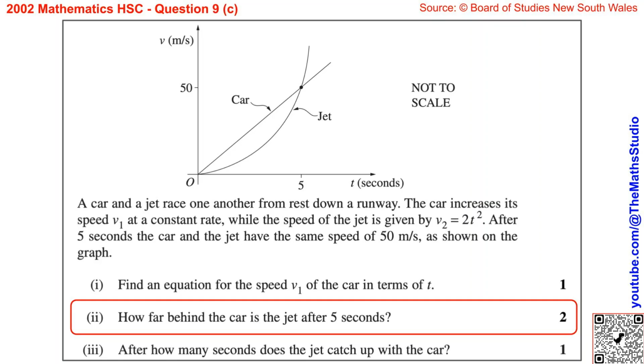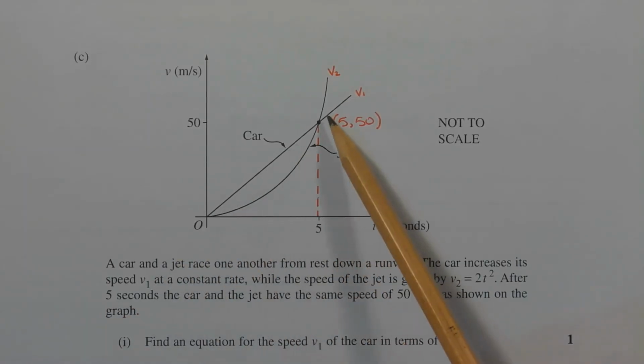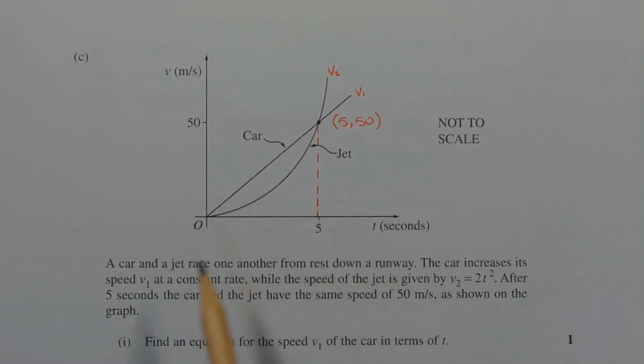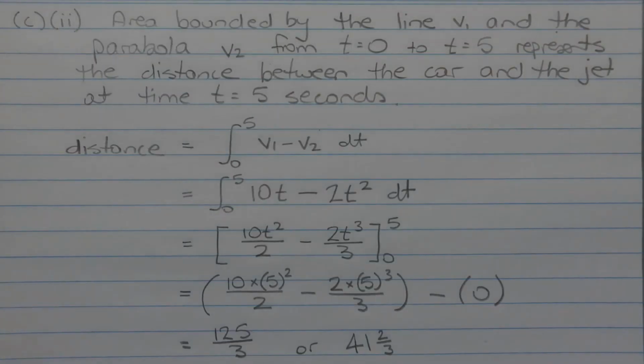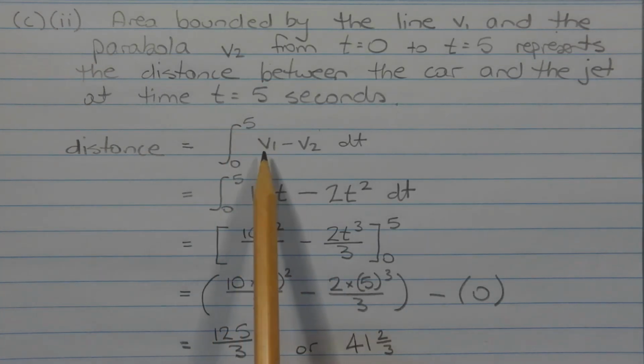Part 2. How far behind the car is the jet after 5 seconds? The area bounded by the line v1 and the parabola v2 from t equals 0 to t equals 5 represents the distance between the car and the jet, where the jet is behind the car. So we can set this up as an integral. The distance between the car and the jet is equal to the integral from t equals 0 to t equals 5 of v1 minus v2 dt.